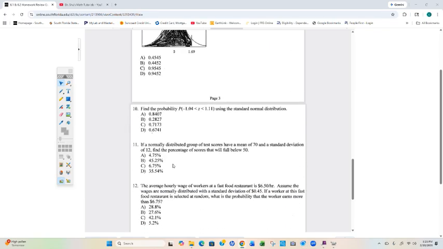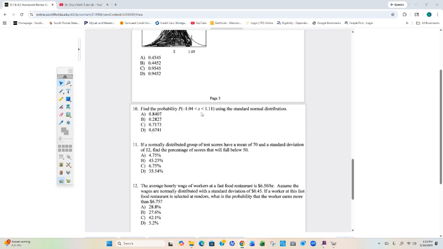Number 10, find the probability P such that negative 1.04 is less than Z is less than 1.11 using the standard normal distribution. A is 0.8407, B is 0.2827, C is 0.7173, D is 0.6741. Okay, think about it. Okay, the correct answer is C on this one, 0.7173.